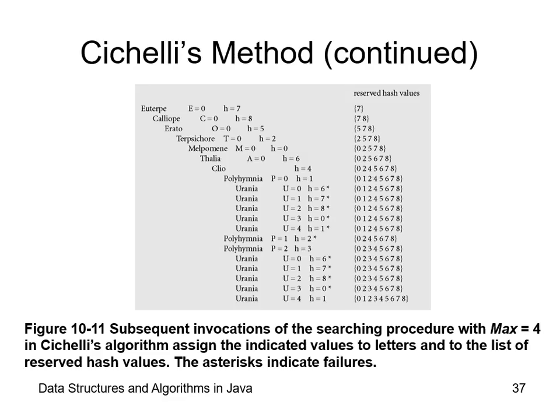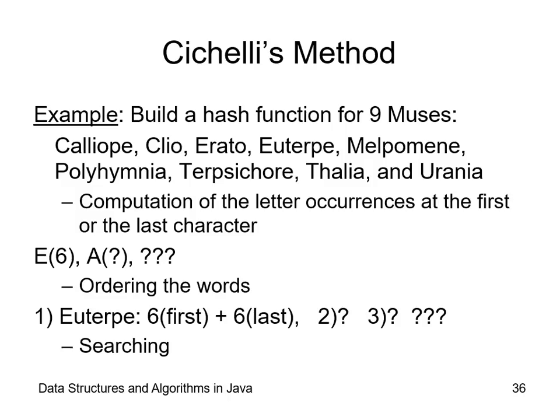Let's look at an example. Let's suppose these are the words, the names of the Muses, the special Greek goddesses. They want to make a perfect hash function for all these 9 words. How can we make the perfect hash function if we have these 9 words to store in our table? We're going to find out.